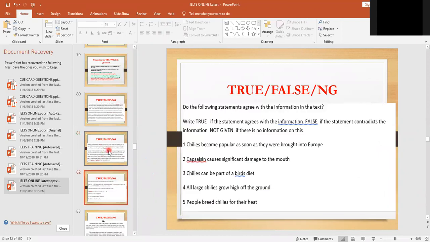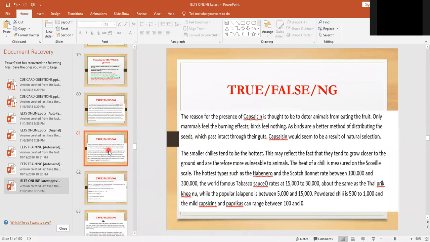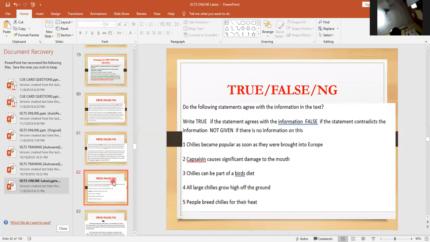So does it occur in the passage? No. Negative. It does not occur in the passage. So that's why it is not given. The main idea of the passage is small chilies, and this one is saying large chilies. And it also took it out of context.